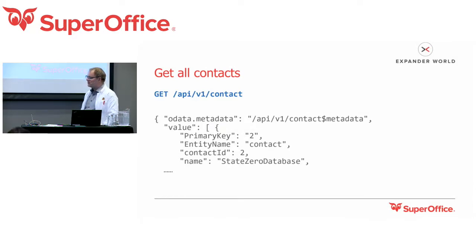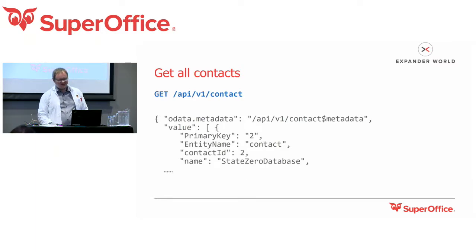So for example, if we want to get all the contacts, we say GET, API version 1 contact. And that'll give us a list of all of the contacts. It first gives us a little metadata link, and then there's a value property with an array of all of the different properties on contacts. And this is actually the contact archive, provided as a simple list.